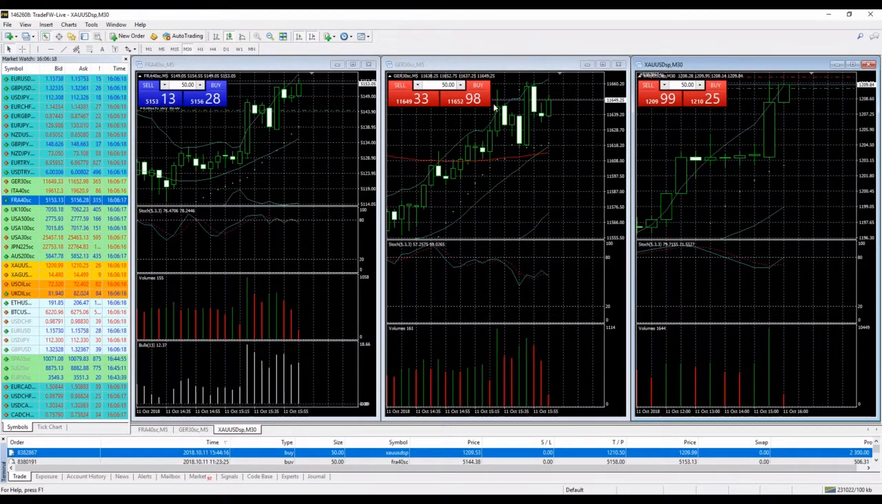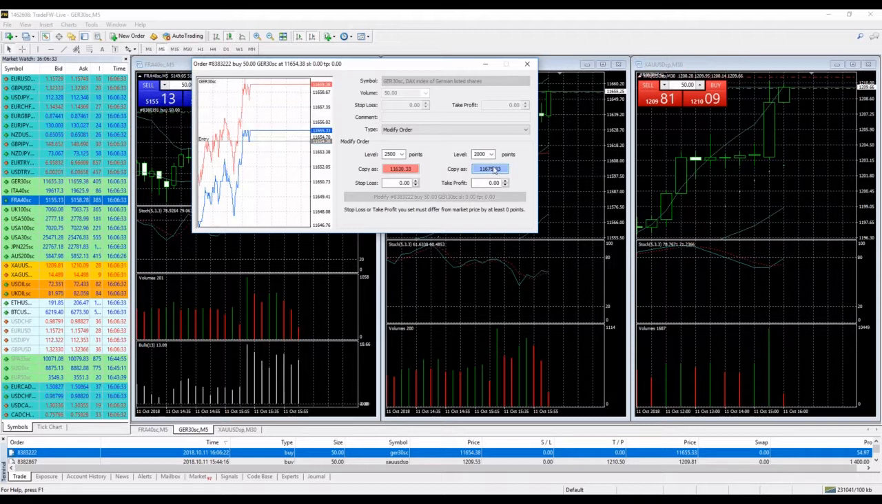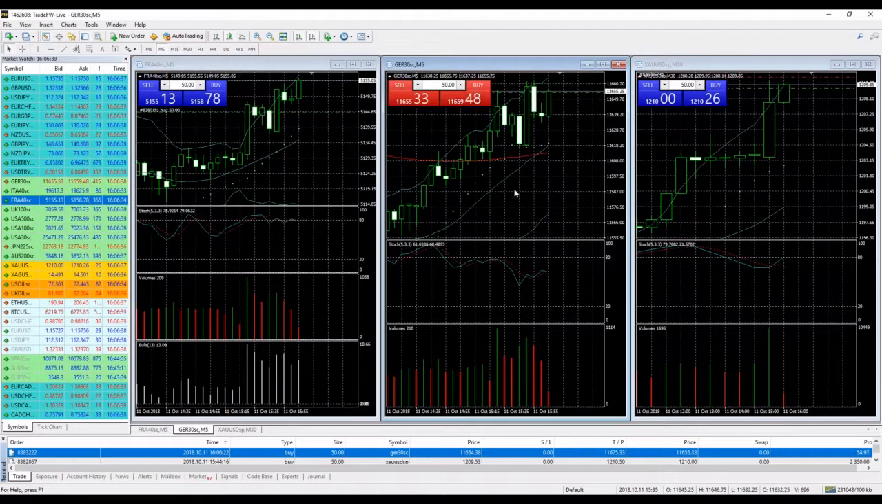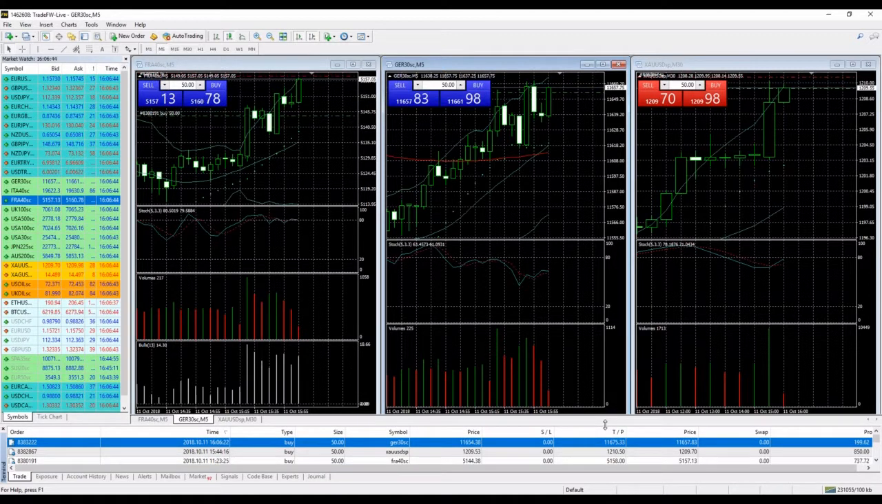Guys, I will go again long also on DAX. I just opened a DAX position long, and already in profit, and I will put my take profit at 11,675. There we go. Oh yeah, we are very close to hit our take profit on France 40, guys. Our take profit is at $780.